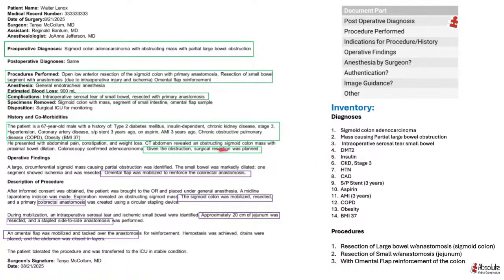I'm going to code hypertension. I'm going to code coronary artery disease. I'm going to code the personal history of status post stent. They had a stent placed 3 years ago. I'm also going to code the long-term use of aspirin. I'm going to code the old myocardial infarction 3 years ago. I'm going to code COPD, obesity, and that BMI.